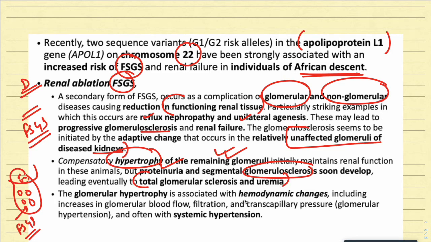The glomerular hypertrophy leads to hemodynamic changes. So there is alteration in the systemic blood flow, filtration, transcapillary pressure, and ultimately systemic hypertension or a nephrotic syndrome-like condition is going to develop. So this is how loss of renal tissue classically leads to the development of FSGS.